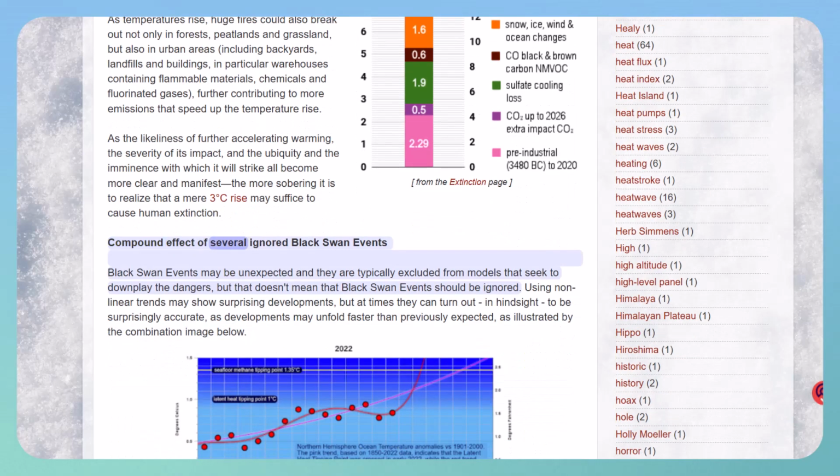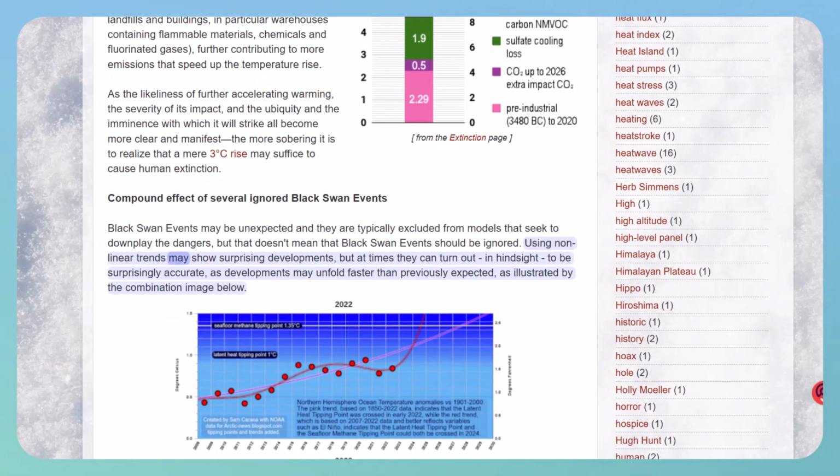Compound effect of several ignored black swan events. Black swan events may be unexpected and they are typically excluded from models that seek to downplay the dangers, but that doesn't mean that black swan events should be ignored. Using nonlinear trends may show surprising developments, but at times they can turn out, in hindsight, to be surprisingly accurate, as developments may unfold faster than previously expected, as illustrated by the combination image below.